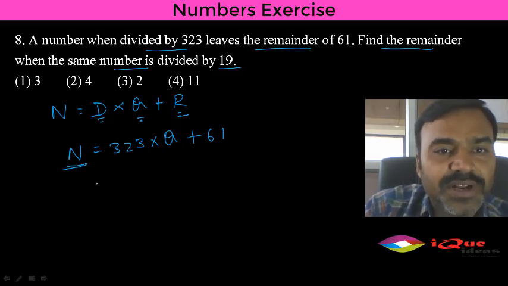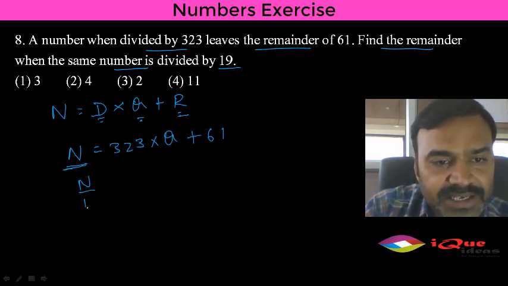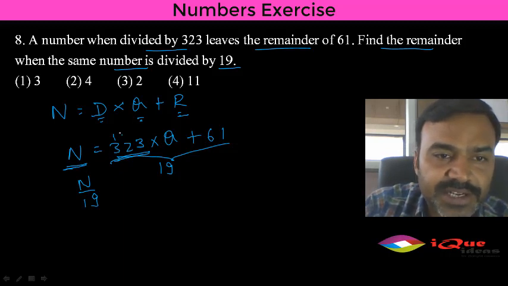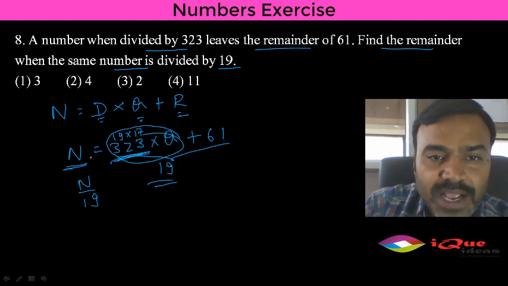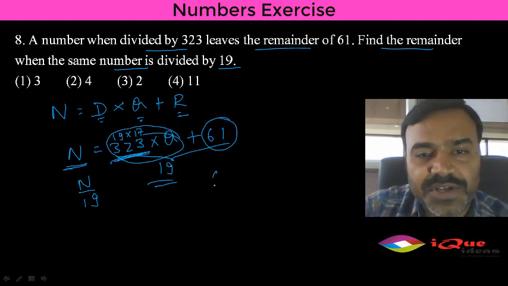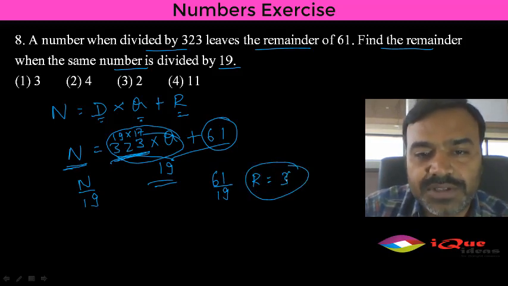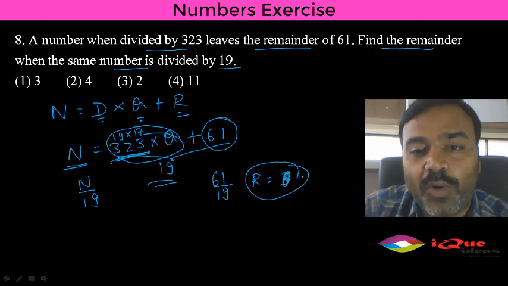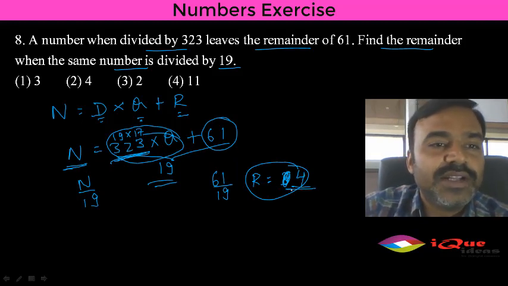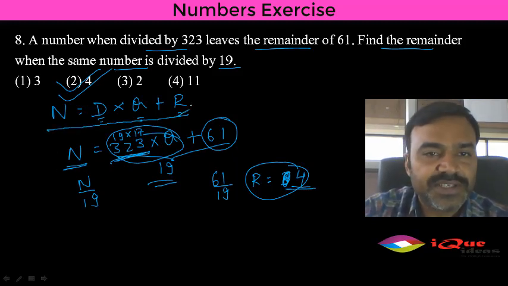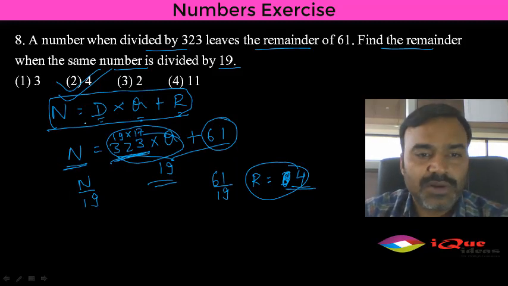Now the same number n should be divided by 19. So what will happen? If I take n by 19, this whole thing will get divided by 19. Now look at this closely. 323, if you divide by 19, it is actually 19 into 17, right? So 323 is divisible by 19, so no remainder from here. If there is any remainder, it will come only from 61. So 61 divided by 19: 19 threes are 57, remainder is 4, right? So look at the options, 4, the second option, is the correct one. Just remember this rule, a number equals divisor into quotient plus remainder. Now let's go to the next question.